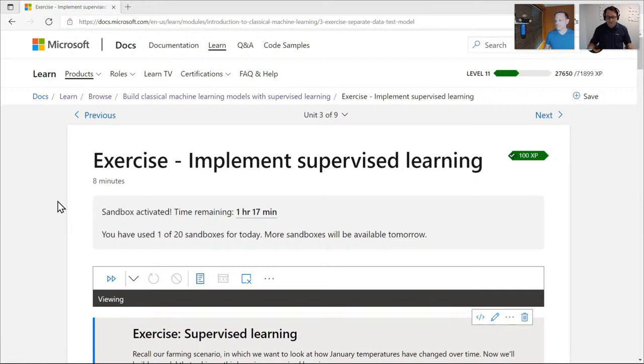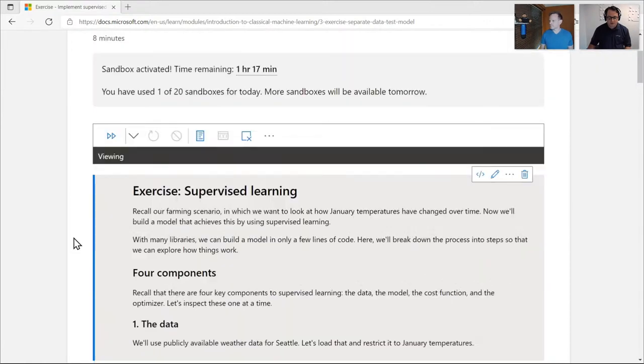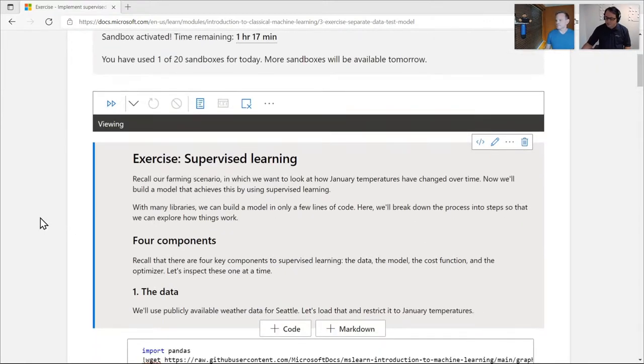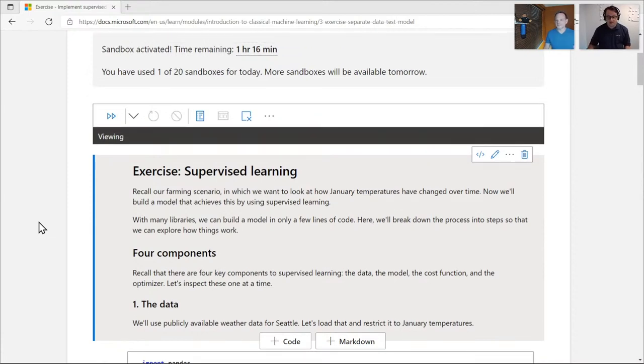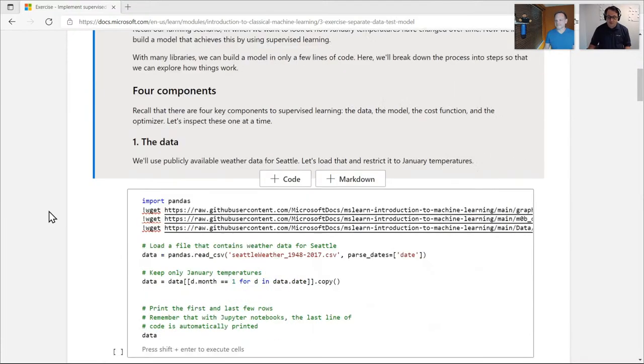All right, cool. Well, let's get into it. So I've got my Jupyter notebooks running and I've activated my sandbox. If you're following along, feel free to activate yours as well. And we've got a few things that we're doing here. We're going to be filtering some data, looking at that weather situation that we have with the elk farm, where we want to look at January. We want to see if January is actually changing from year to year. And we have some historical data as well.